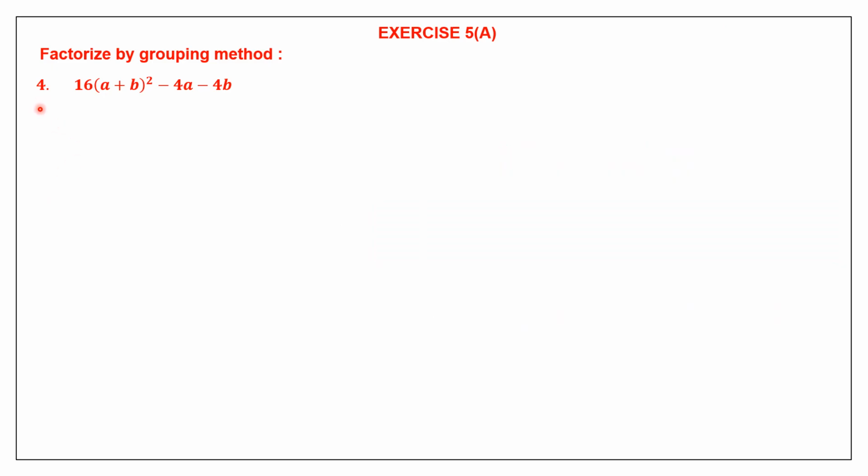We are with question 4 and it says factorize by the grouping method. Now how do we factorize by the grouping method? So in the first step, group the terms in such a way that each group has a common factor.